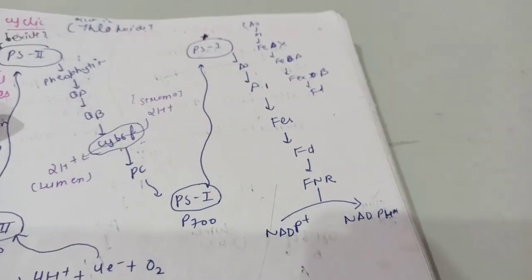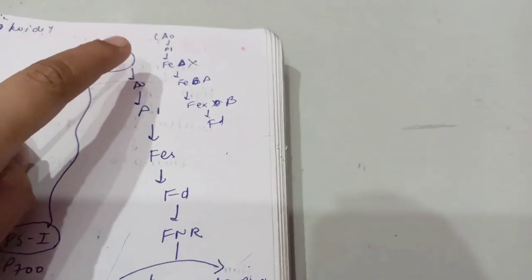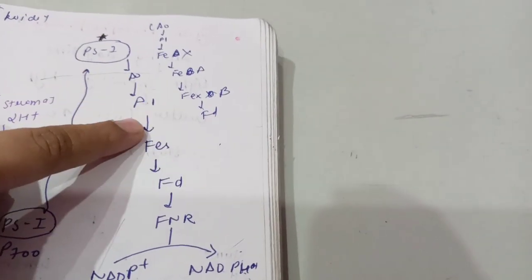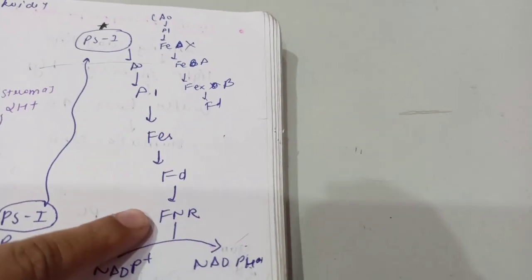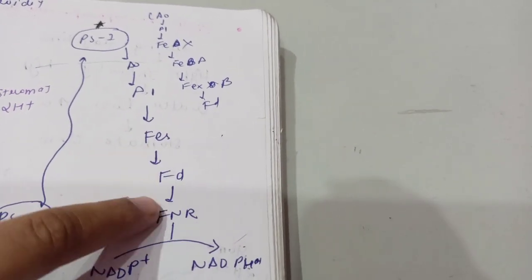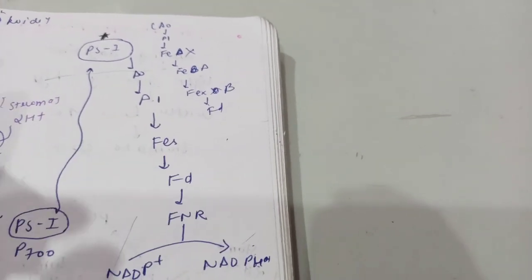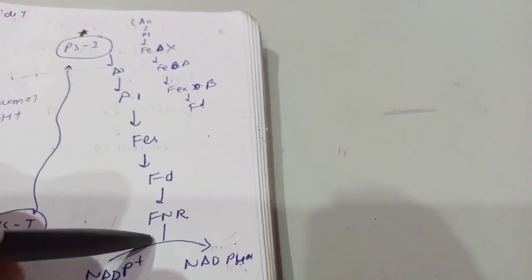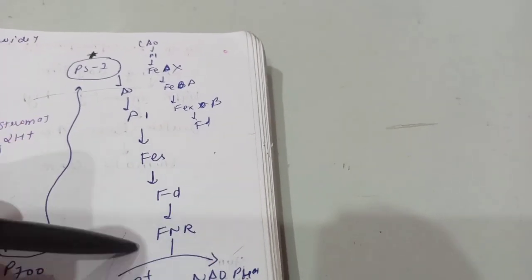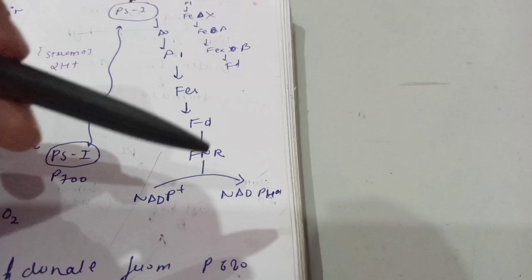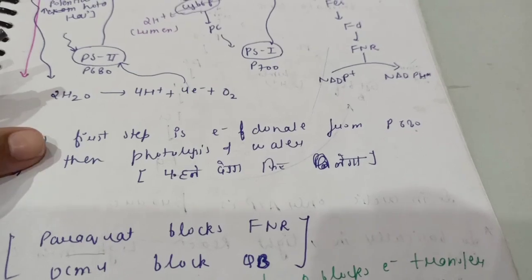Then PS1, then A0, A1, FeS, FD, FNR, that is ferredoxin NADP reductase. Look here: A0, A1, FeS is of three types, FeX, A, B, then FD, and then FNR. And it will lead to the conversion of NADP to NADPH.